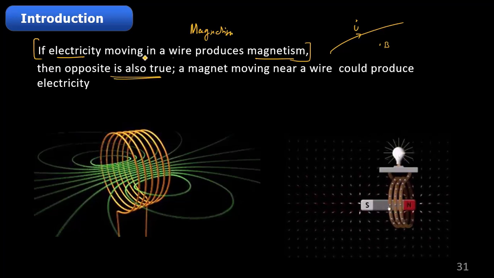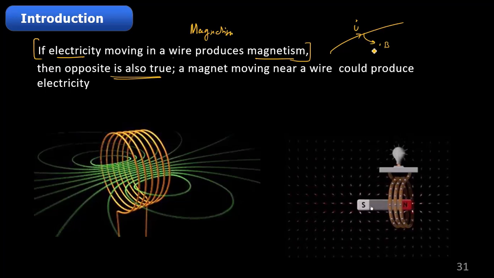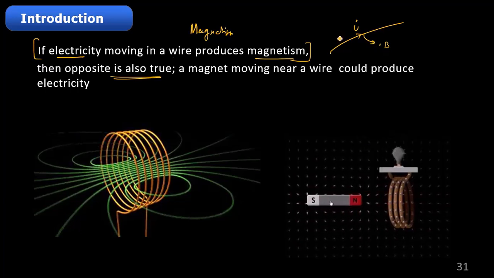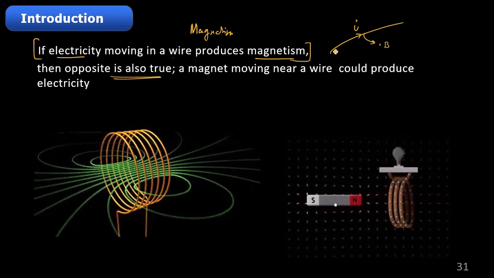Scientists thought this way: if current can produce B, the magnetic field, then why not the opposite? The magnetic field can also produce the current. So a magnet moving near a wire could produce electricity.